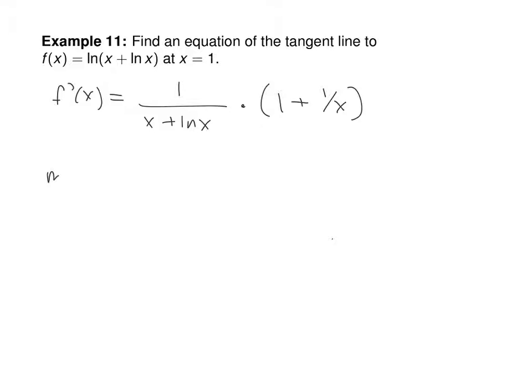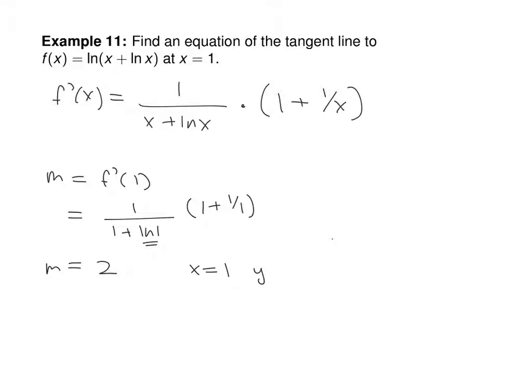Your slope will equal f prime of 1. 1 over 1 plus natural log of 1, times 1 plus 1 over 1. I believe that's 2. Do you agree with that? The reason it's 2 is because natural log of 1 is 0, right? Yes.